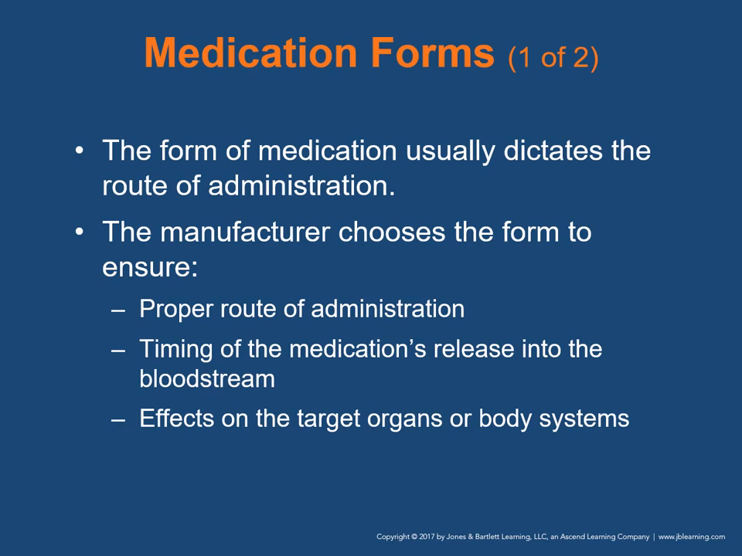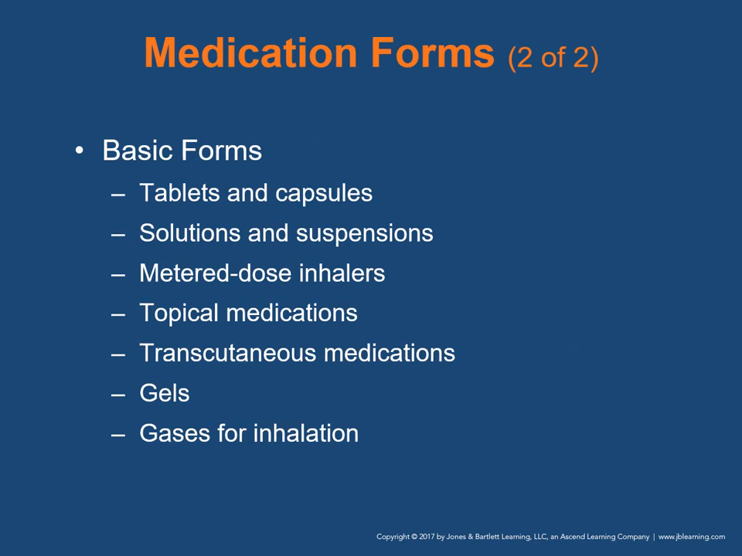The form of a medication usually dictates the route of administration. For example, a tablet or spray cannot be given through a needle. The manufacturer chooses the form to ensure proper route of administration and timing of the medication released into the bloodstream, and the effects on the target organs or body systems. Basic medication forms are tablets and capsules, solutions and suspensions, metered dose inhalers, topical medications, transcutaneous medications, gels, and gases for inhalation.